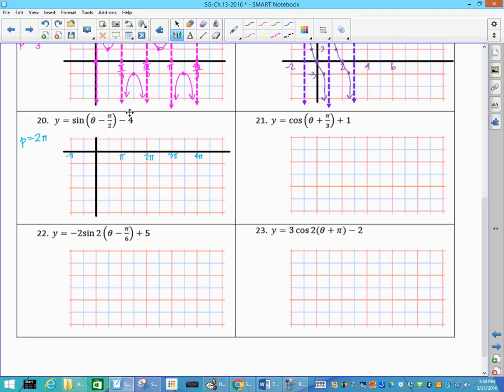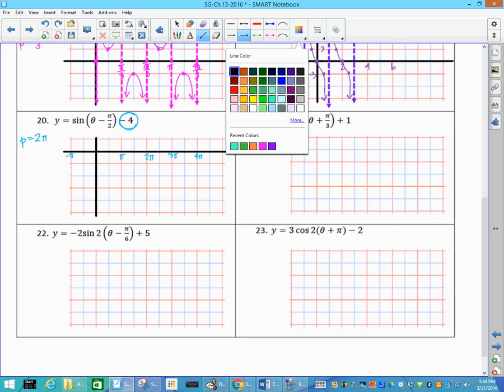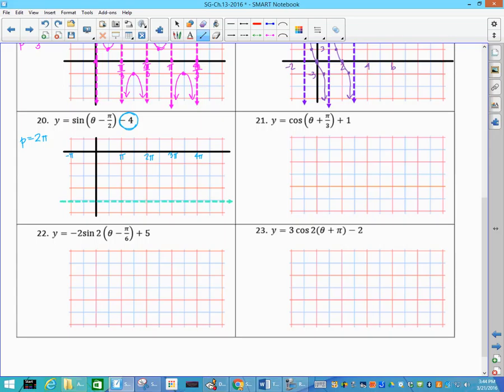Okay, my midline. This is your midline, y'all. So when you graph it to help simplify things, go down 4. 1, 2, 3, 4. Here's my midline. I don't have any amplitude changes. Is pi over 2 one of my tick marks? This is going down, this is going to the right, and pi over 2 is 1 tick mark.